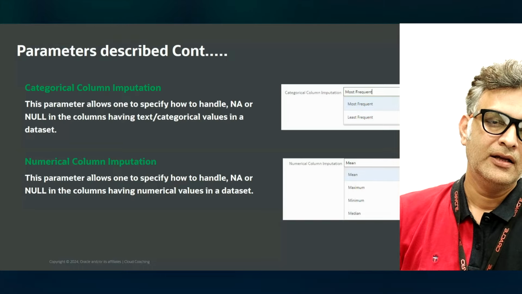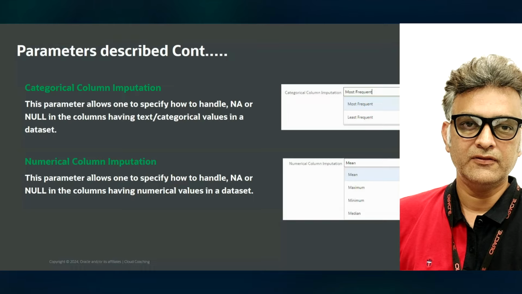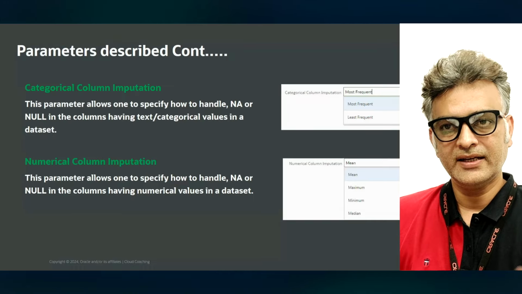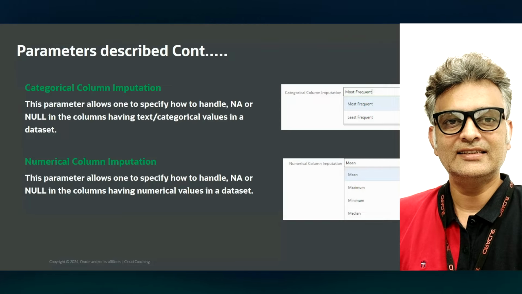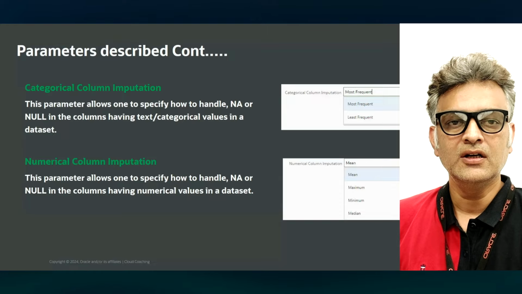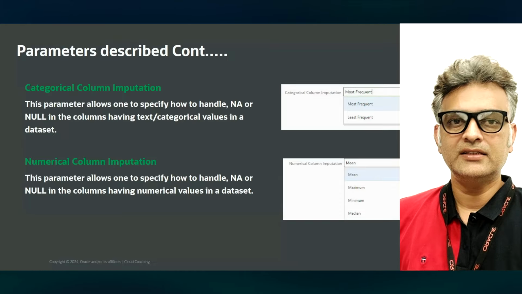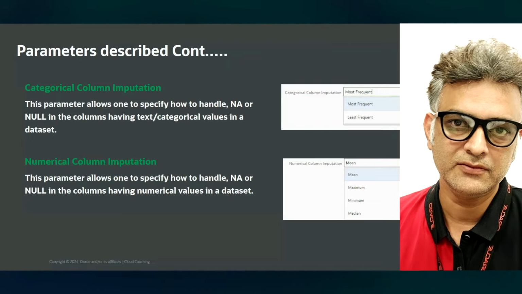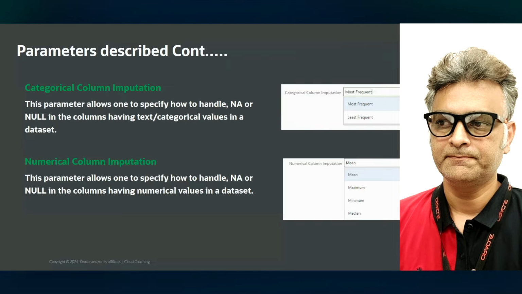Now you can have many rows of data where you have not captured the value for this particular column, occupation. So you have to take a call whether you want to replace it with the most frequent or least frequent value. Let's say salaried is the most frequent value and not working is the least frequent value. Based on the nature of the data set, you can take a call and configure this parameter as most frequent or least frequent. The default value is most frequent.